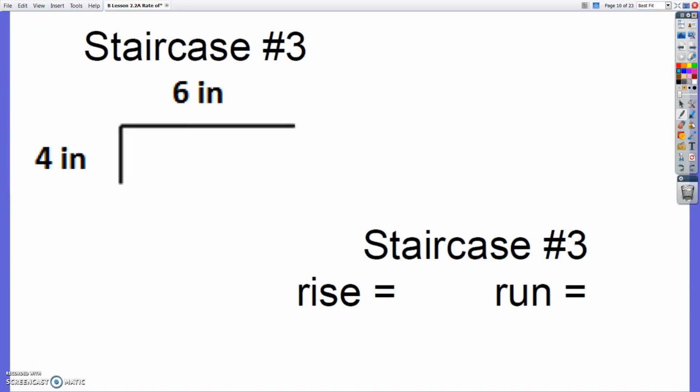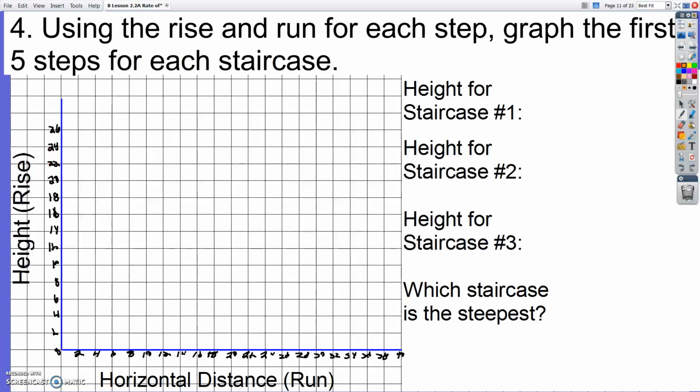And my final staircase is how much I'm going up and over again. So my rise right here is 4. And my run is how much I go over, which is 6. Now remember, these are all stairs on a staircase. So it's 6 inches high and, 4 inches high and 6 inches over.